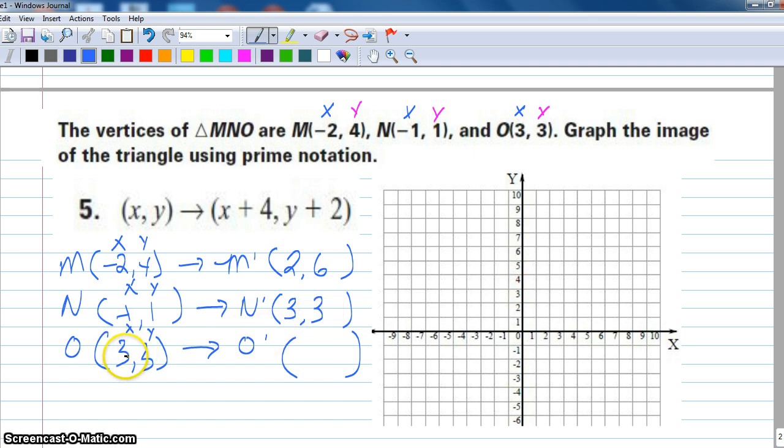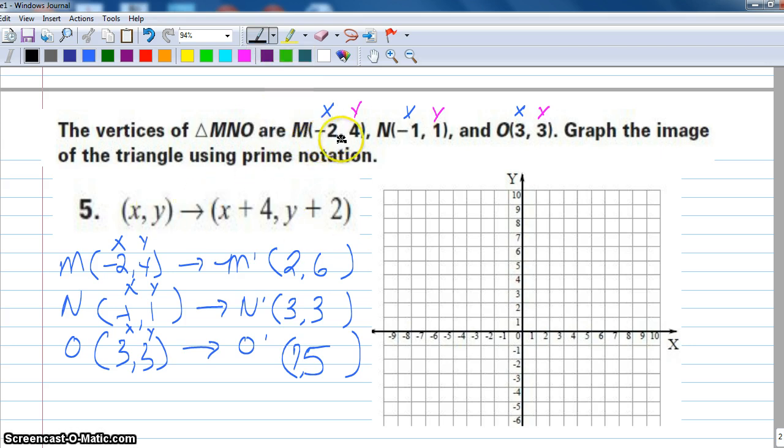Here's x, 3, which plus 4 becomes 7. And 3 here for the y, add 2 becomes 5. So 7 comma 5. So let's graph them real quick and we can see what's going on.